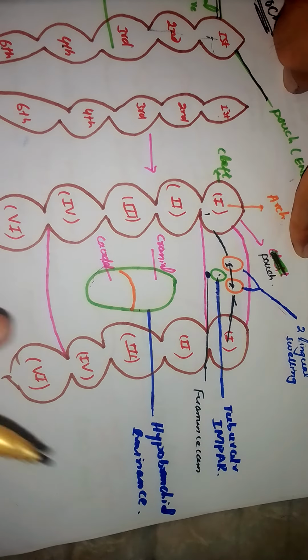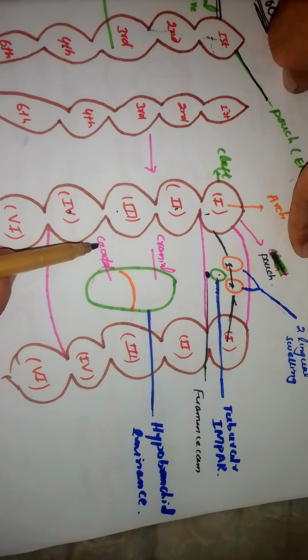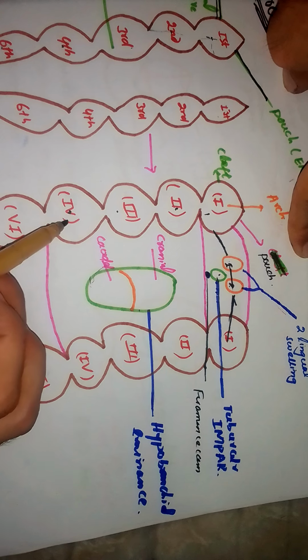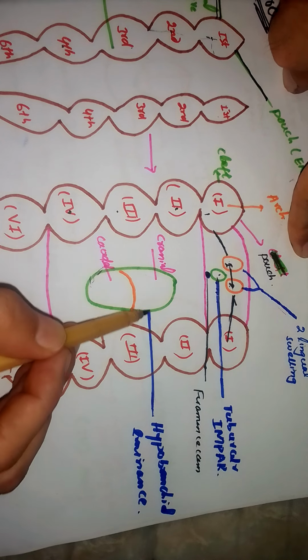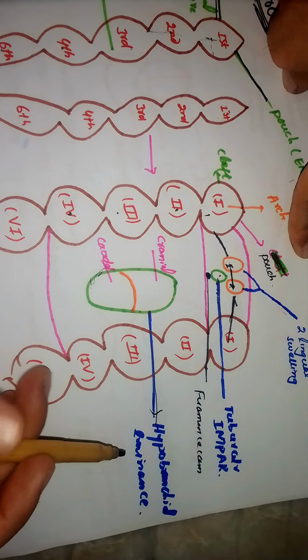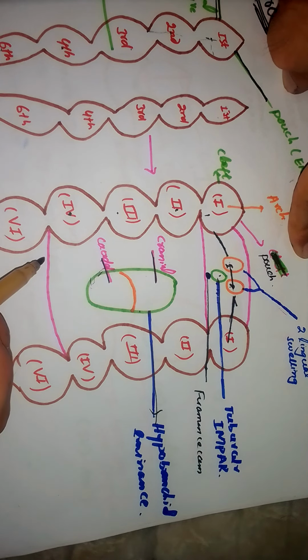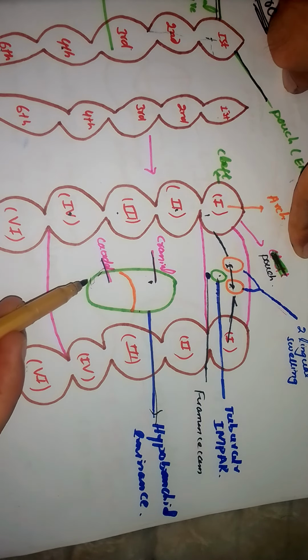The second, third, and fourth pharyngeal arches produce another structure. This is the second, this is third, and this is fourth. This structure is called the hypobranchial eminence. The hypobranchial eminence consists of 2 parts. The upper one is the cranial part, and the lower one is called the caudal part.